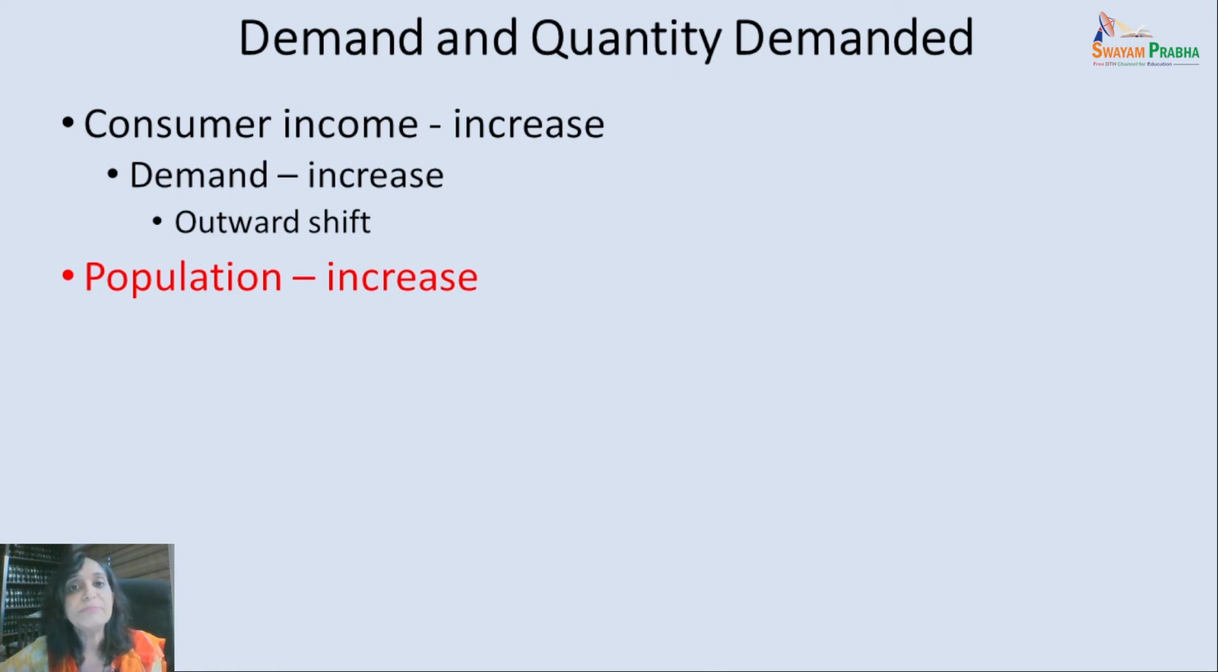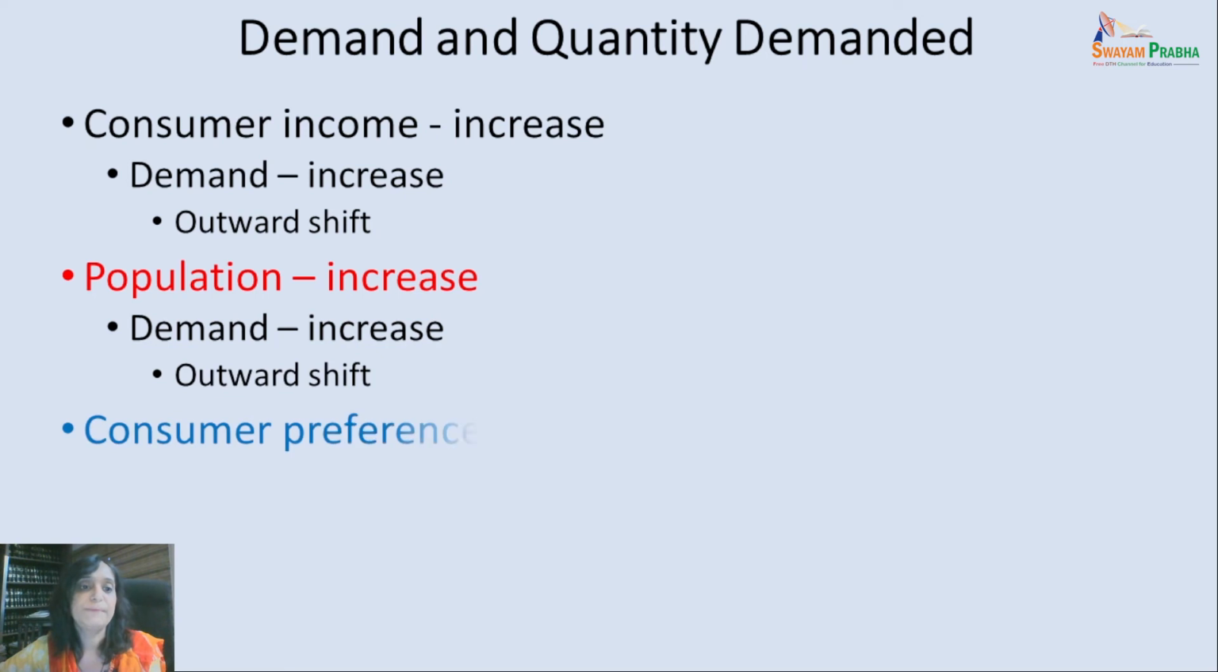More number of people are there. Demand will increase. Outward shift again. Consumer preferences, taste and preferences change, and they become in favor of this product.